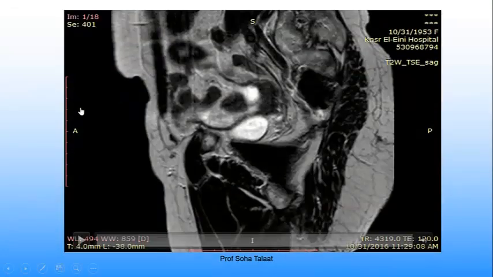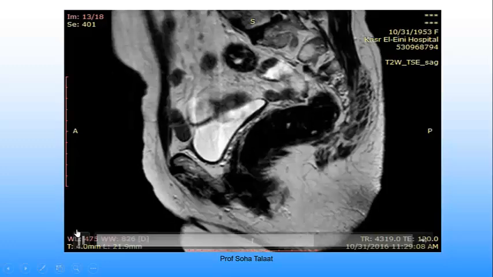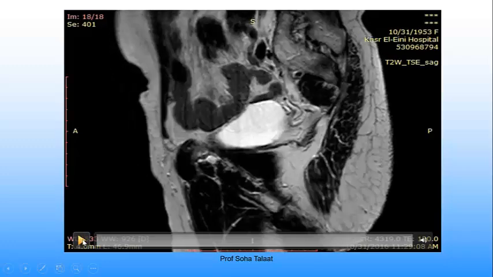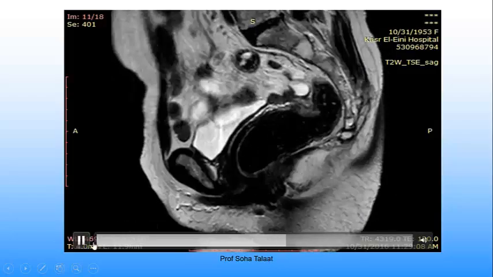This is another case. This is a female patient. She's not young, and she's in the postmenopausal or perimenopausal age group. And then here, what we can see, again, this is the uterus.